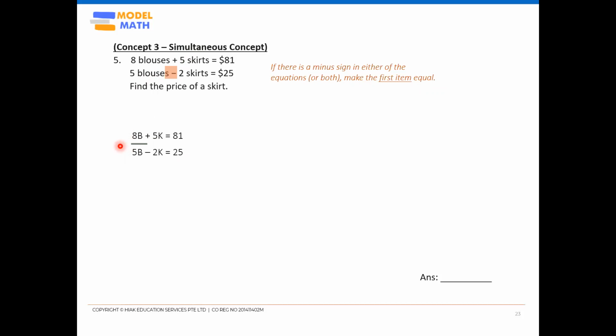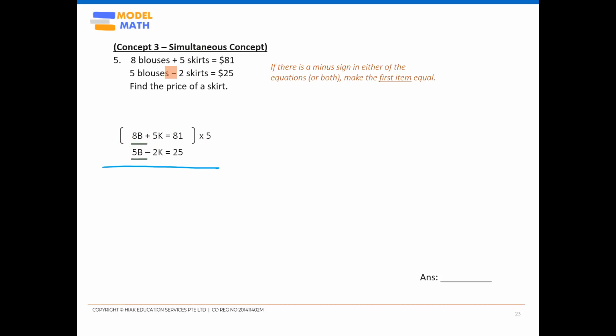So that means looking at 8B and 5B. So think of common multiple, lowest common multiple. Okay, so the lowest common multiple, I hope you can see, is 40, right? 40 blouse. So to make this into 40 blouse, first equation, you must times 5. You cannot just times 5 for the blouse, you must times 5 for the whole equation that it is together with.